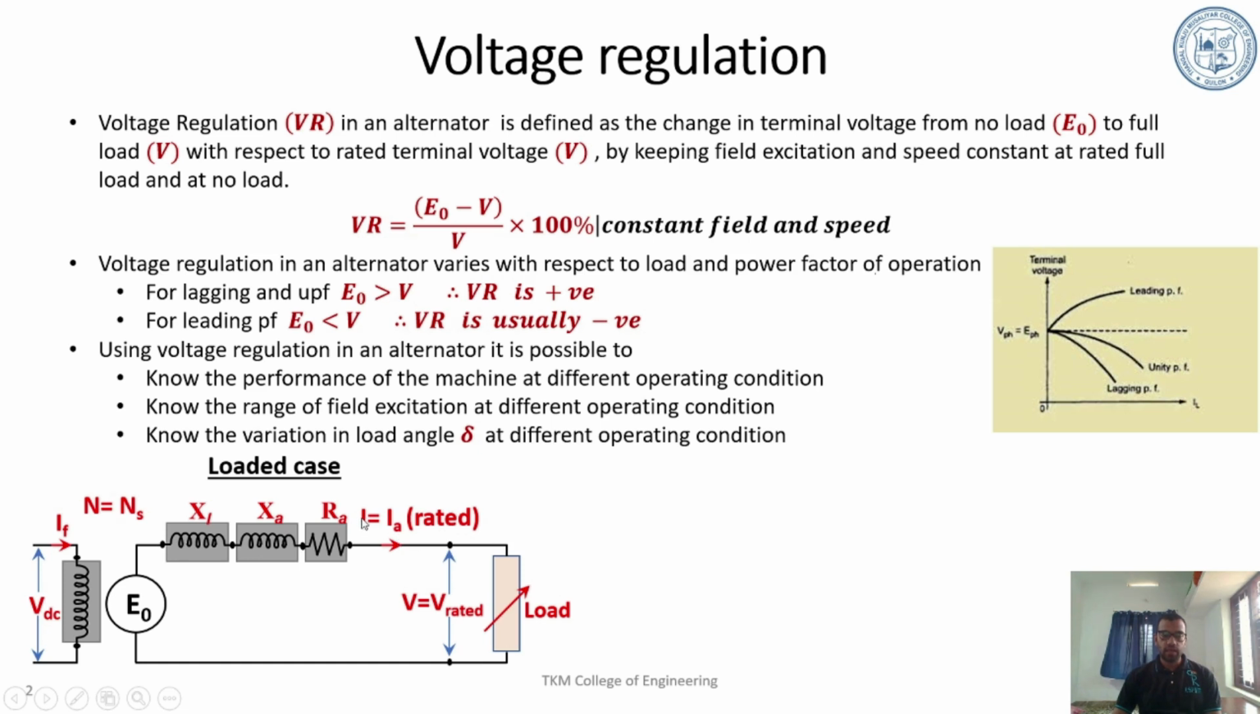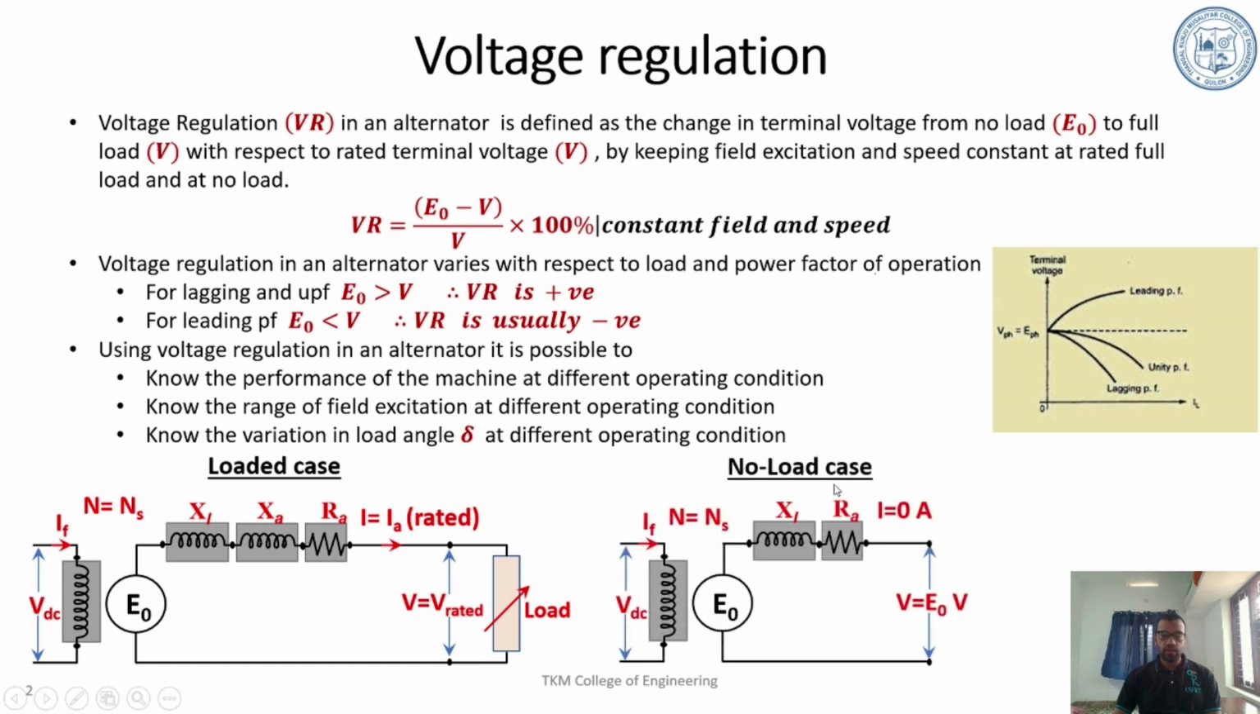Under no load case, armature current becomes zero. This is the equivalent circuit corresponding to no load case. As armature current is zero, there is no armature flux. There is no interaction between armature flux and main flux. That means there won't be any armature reaction effect. So XA won't be there in the equivalent circuit of the machine under no load case.